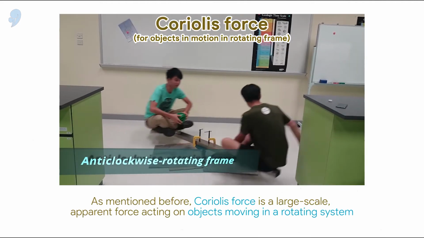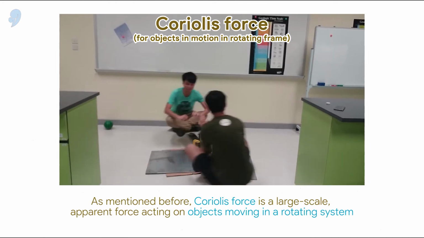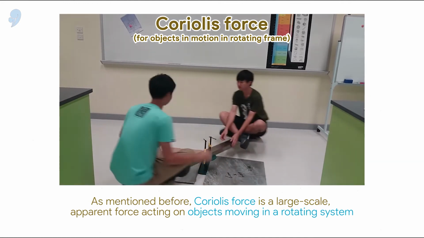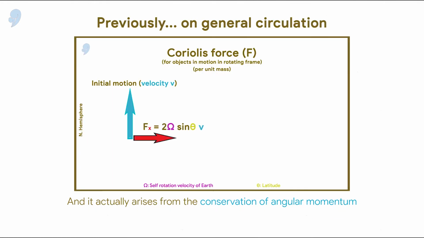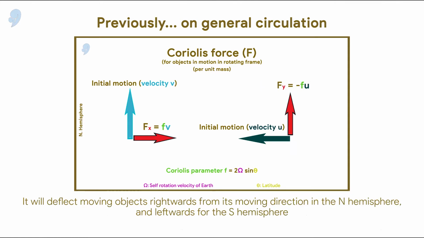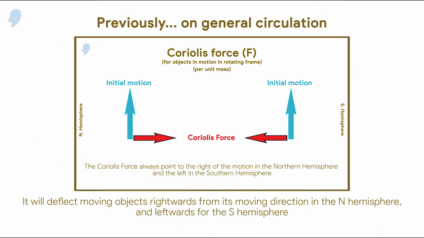As mentioned before, Coriolis force is a large-scale, apparent force acting on objects moving in a rotating system, and it actually arises from the conservation of angular momentum. It will deflect moving objects rightwards from their moving direction in the northern hemisphere and leftwards in the southern hemisphere.